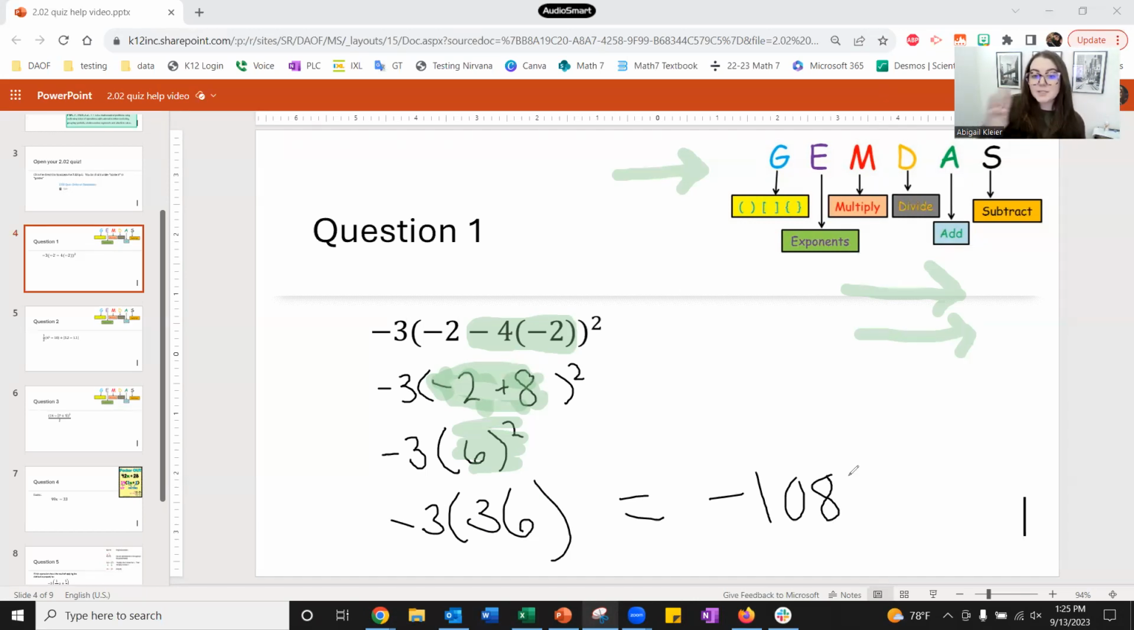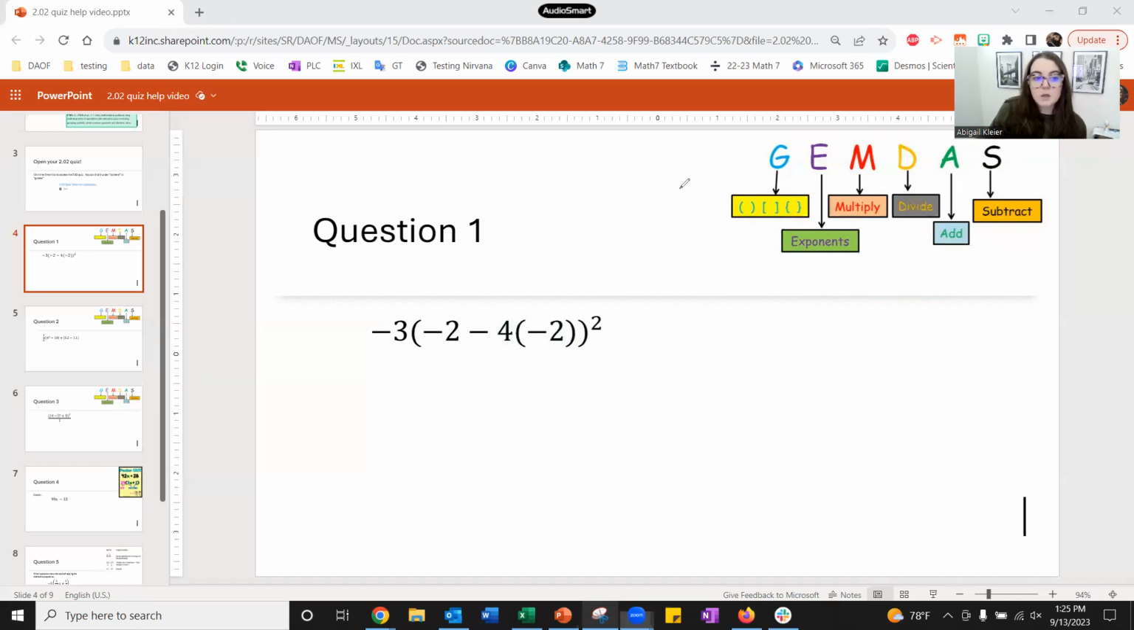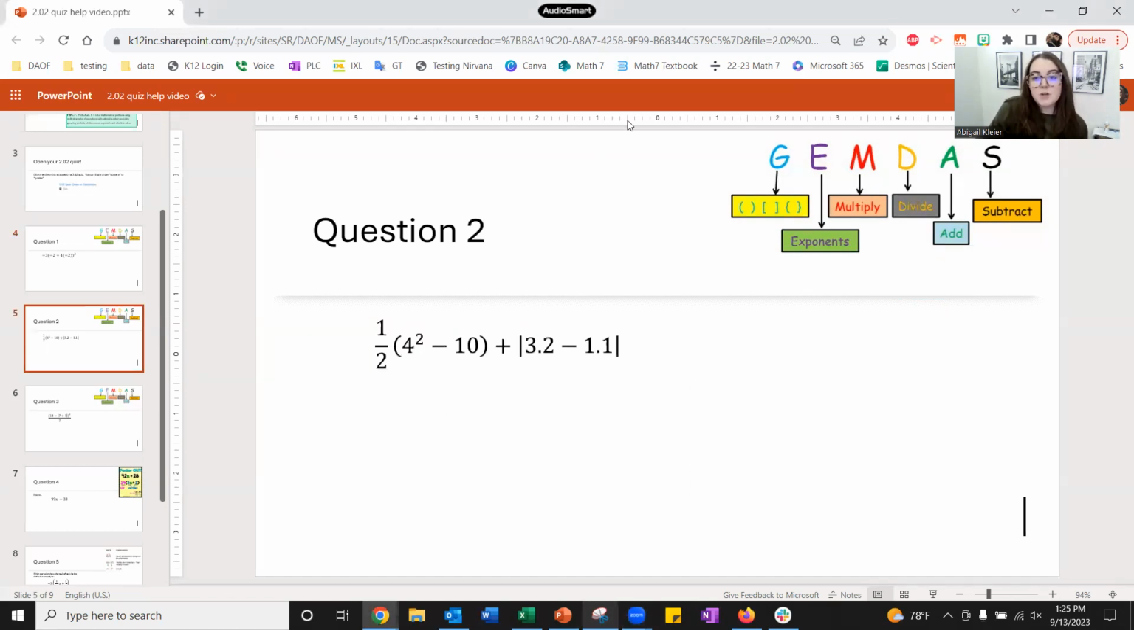Only work step by step, one at a time. Color code it by highlighting it or underlining, and just go through all of your steps. So there's instructions that help you in question number 1. Now let's move on to question number 2.